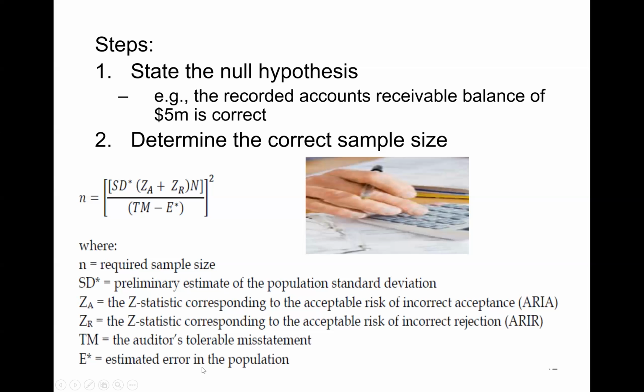And then if the estimated error in the population is larger, E star is bigger, then the denominator here is smaller. That's going to make the sample size bigger. So that also makes intuitive sense. If you think that there's going to be a large error in the population, then you need to have a larger sample to try and estimate what that error is. If you think that any error in the population is likely to be very small, then you're likely to choose a smaller sample. So that's just intuitively what goes into the sample size. But anyway, this is the formula that you use.